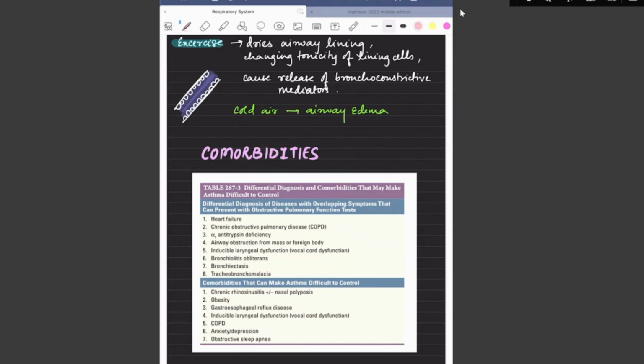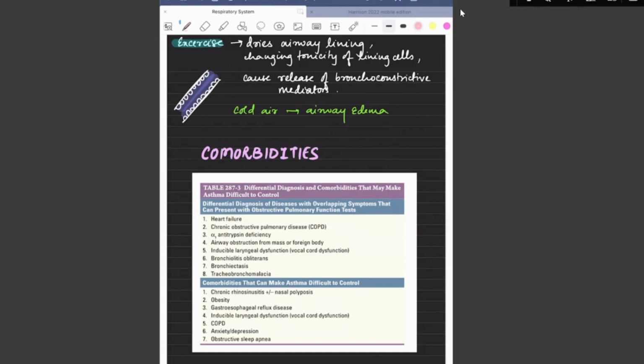What about the comorbidities? This table signifies the comorbidities that may make asthma difficult to control. The differential diagnosis includes diseases with overlapping symptoms that can present with an obstructive pulmonary function test: heart failure, chronic obstructive pulmonary disease, alpha 1 antitrypsin deficiency, airway obstruction from a mass or foreign body, inducible laryngeal dysfunction, bronchiolitis obliterans, bronchiectasis, and tracheobronchomalacia.